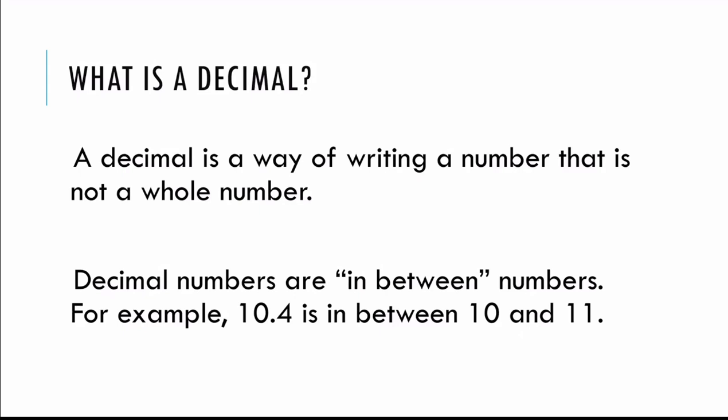A decimal is a way of writing a number that is not a whole number. Decimal numbers are in between numbers. For example, 10.4 is in between the two whole numbers 10 and 11.